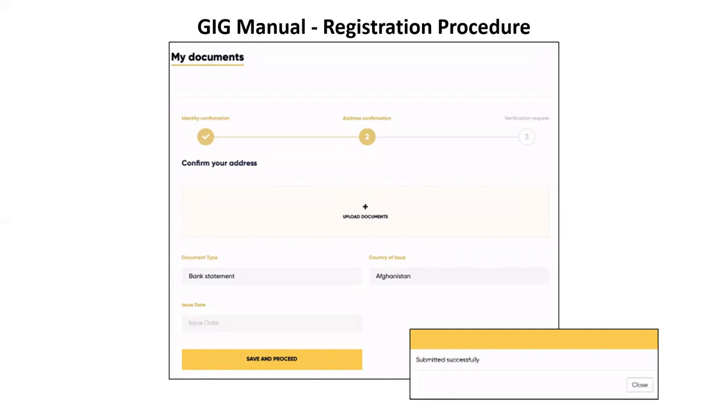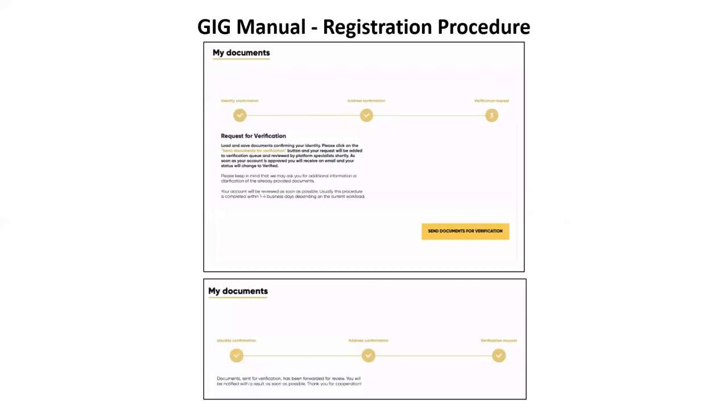Under document type, you must make a selection of the type of document or account you're going to upload. It can be a phone bill, utility bill, bank statement, etc. Under country of issue, select the country where the document or account statement was issued, the one that you are about to use. Under issue date, fill in the date of the document or account in question. Finally, click Save and Proceed. And after this, once again, you'll get a confirmation of the successful submission of the address document.